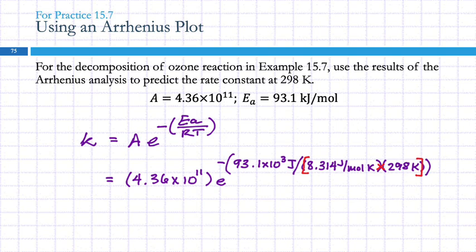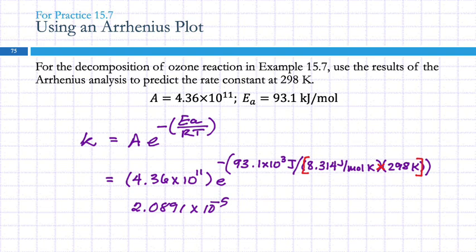So I'm doing 4.36. Did that wrong already. 4.36, EE for times 10 to the 11, times e raised to the power negative 93.1 EE3 divided by, open parentheses, 8.314 times 298, close the parentheses. 2.0891 times 10 to the minus 5.